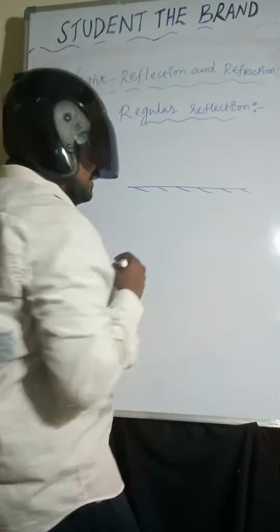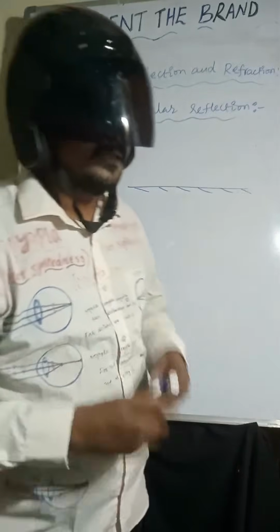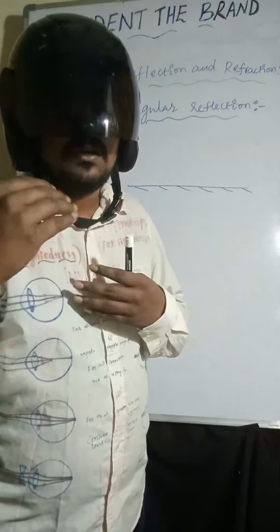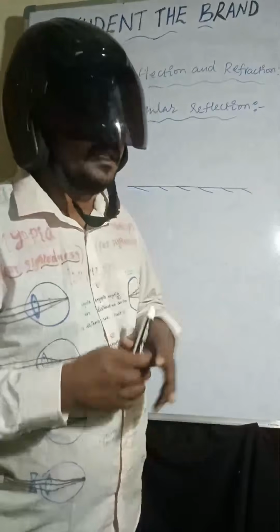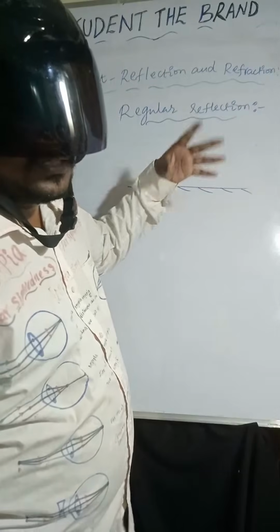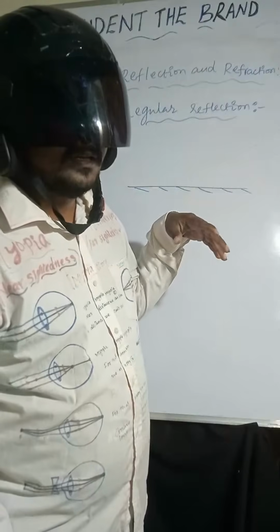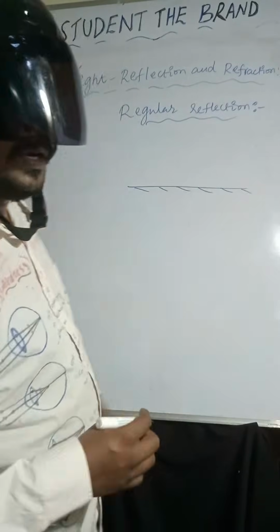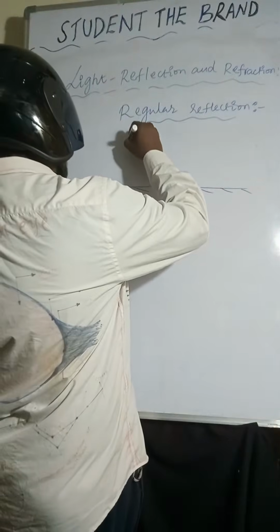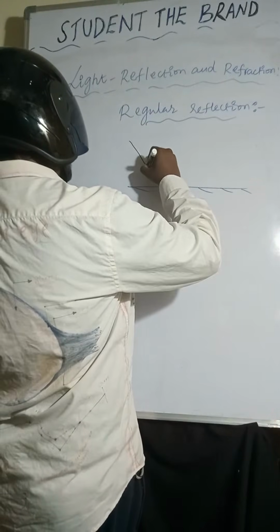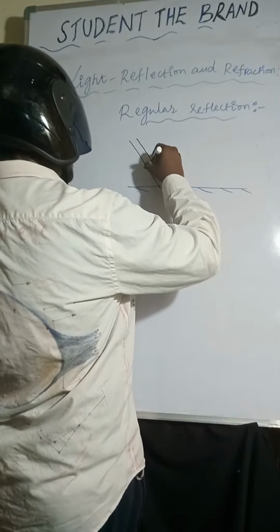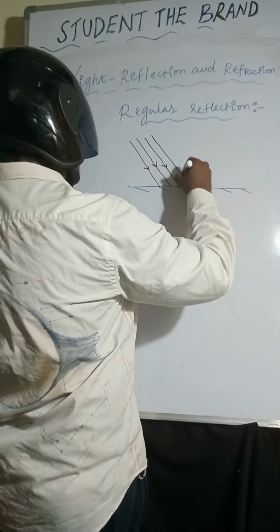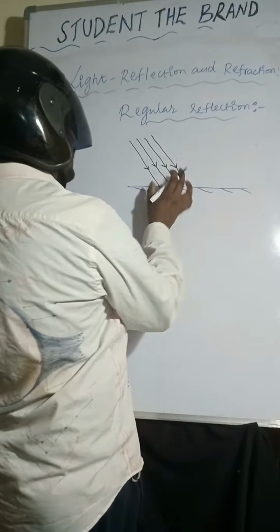Incident light rays are parallel to each other, but reflected light rays are also parallel to each other. If incident light rays are parallel, then reflected light rays are also parallel to each other. Here I'm taking incident light rays. So these are the incident light rays: 1, 2, 3, and the last one is 4. So you can observe here.